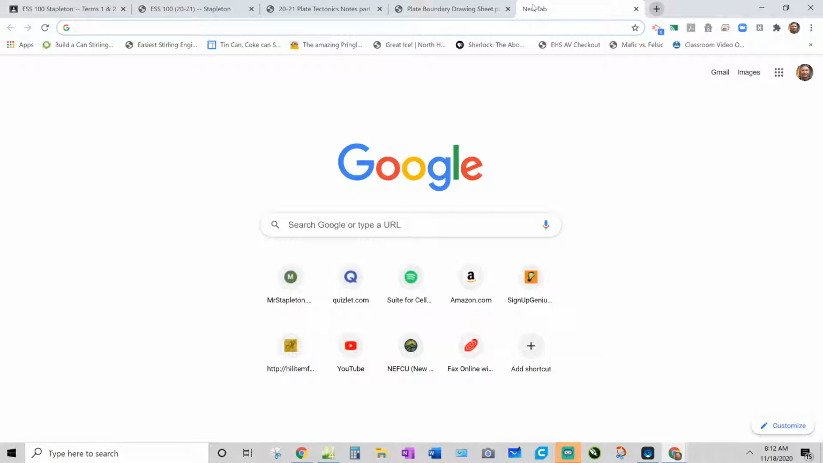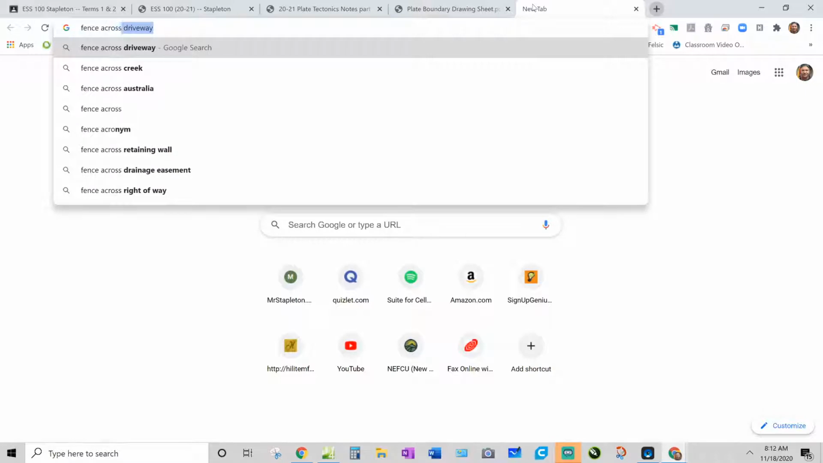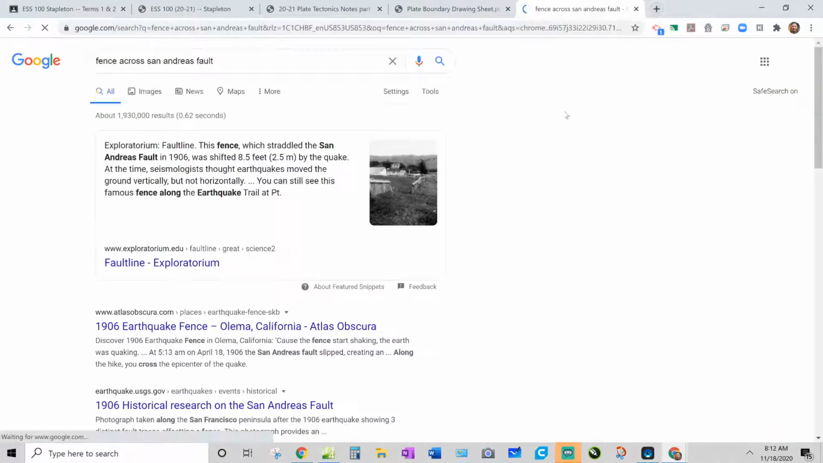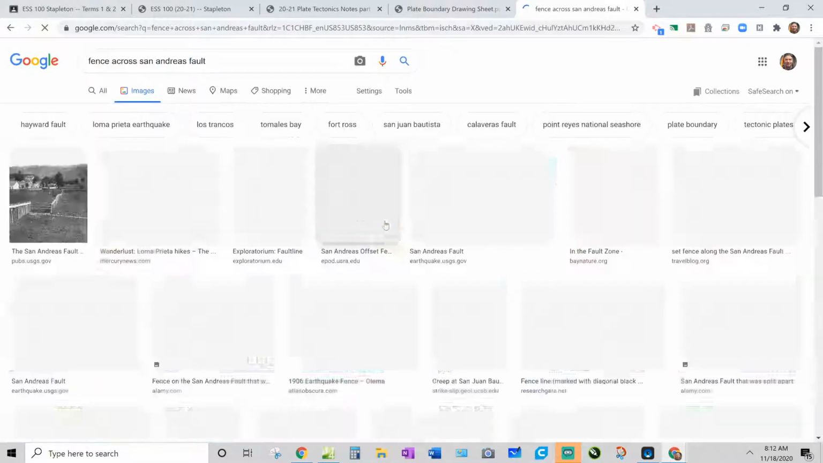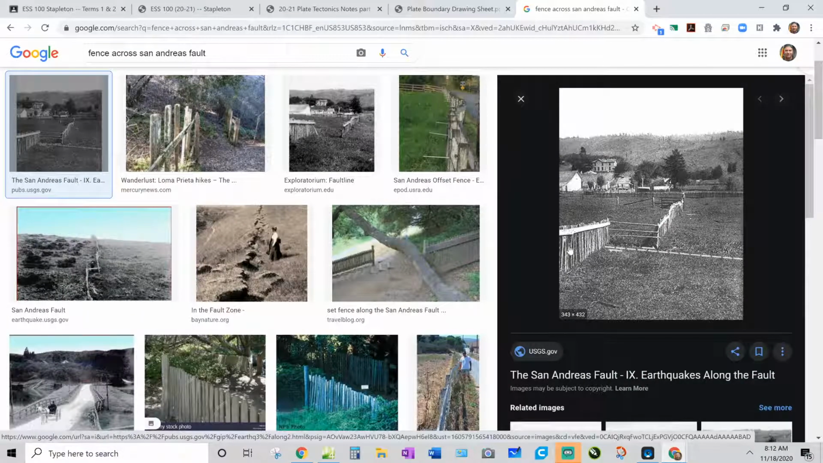There are a lot of good pictures of fences that run across the San Andreas Fault. Fence across San Andreas Fault. They're very similar. So here's one. You can see this fence. Here's part of it, and there's the rest of it, and the fault is right in the middle. So the fence used to be one straight line, but then because the earth on our side's moving to the left and the earth in front of us is moving to the right, the fence got broken.